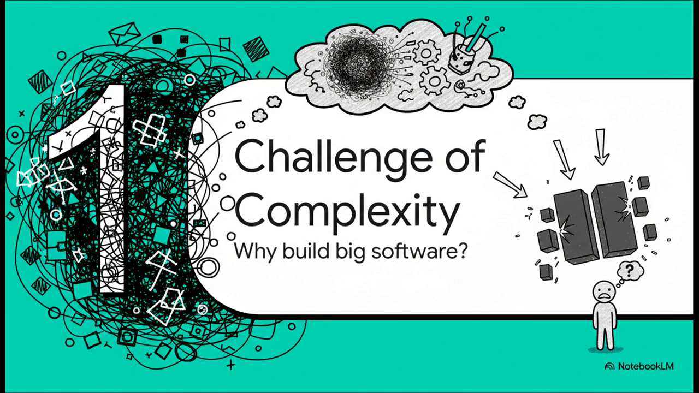All right, let's get right into it. To really get why object orientation was such a game changer, you have to understand the mess it was designed to clean up. See, as software started getting bigger and bigger, the old ways of building things started to fall apart under their own weight.